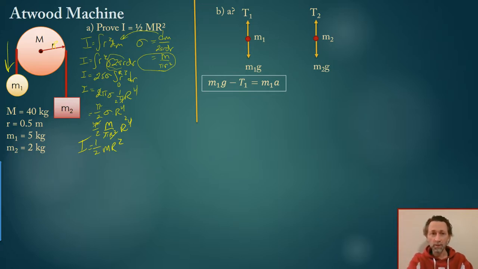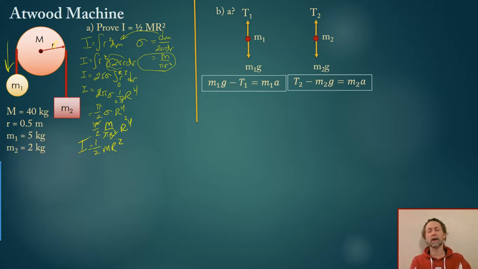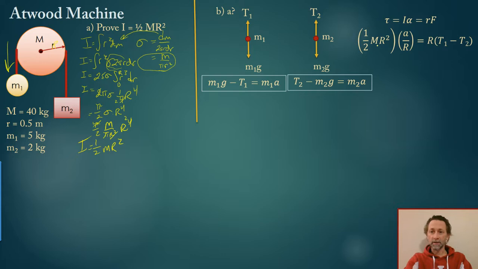So if we set this equation up, if that M2 is going up, then I'm going to say that T2 minus M2G is equal to M2A. And since the pulley itself is rotating, I can set up an F equals MA, so to speak, the angular equivalent of that for the pulley. So I can say torque is equal to I alpha, or RF. My I value we just set as this 1/2 MR squared.